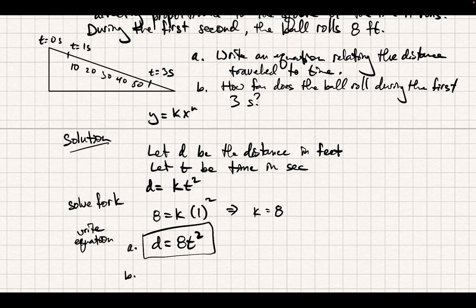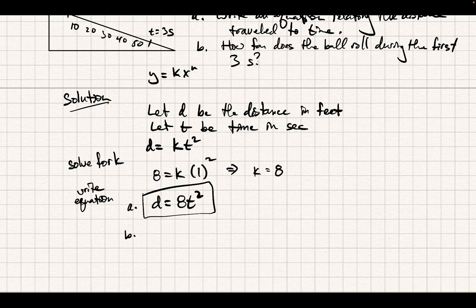How far in the first 3 seconds? Distance in 3 seconds. Right. So this is an equation in terms of t. So D is an equation in terms of t, and we're going to evaluate at t equals 3. So how do I do that?